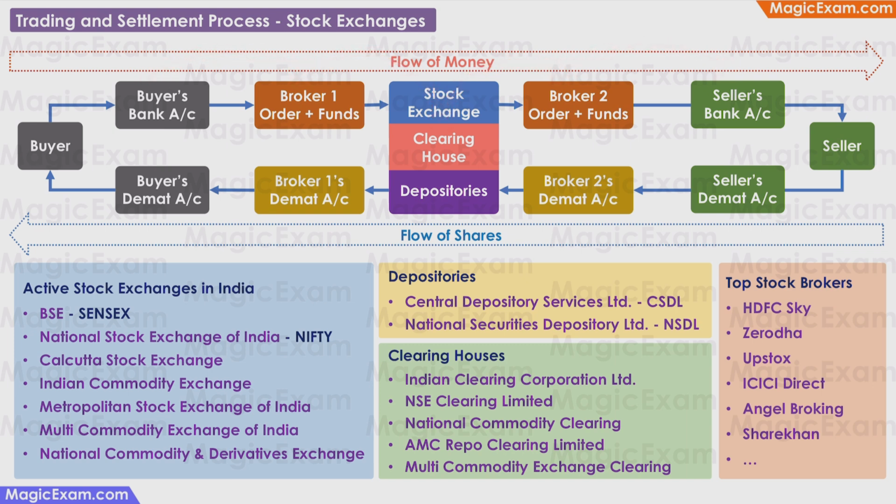The shares move in the opposite direction, from the seller's Demat account to broker 2's Demat account. From there, it goes to the clearinghouse and the depository, then to broker 1's Demat account, and finally to the buyer's Demat account.